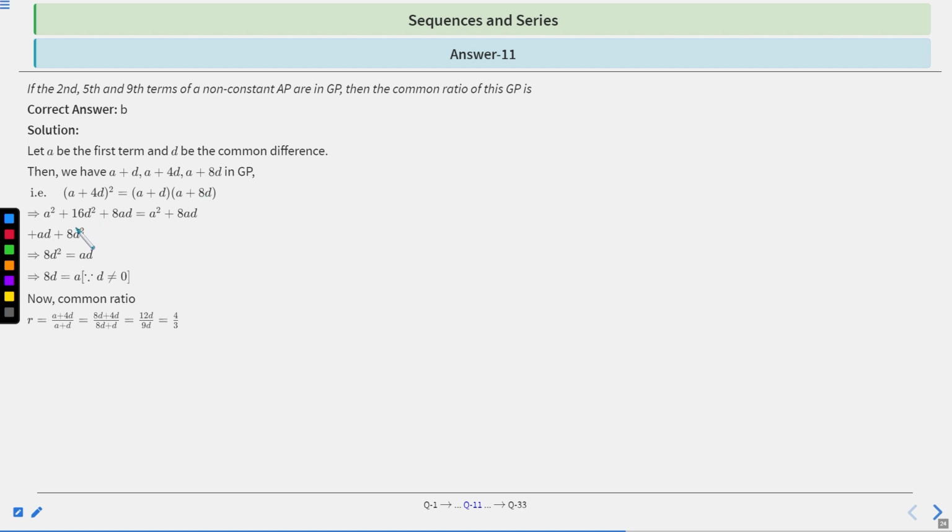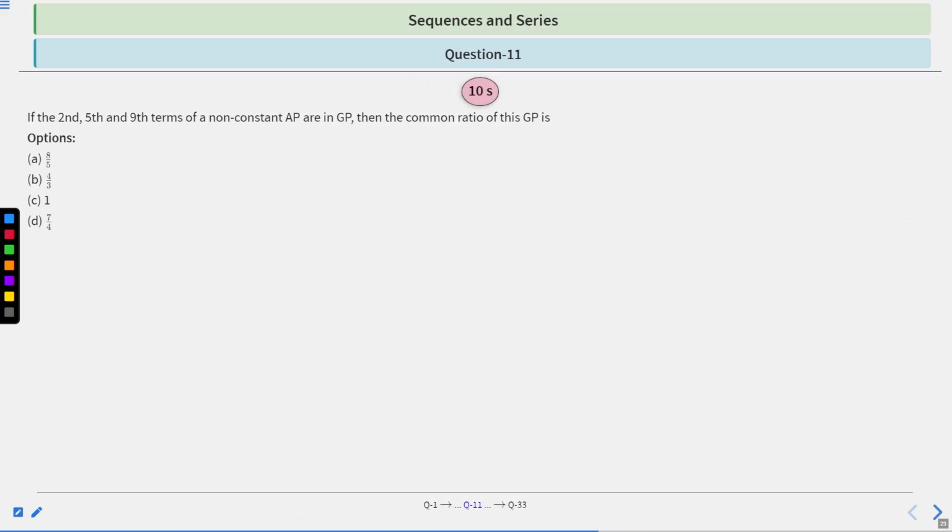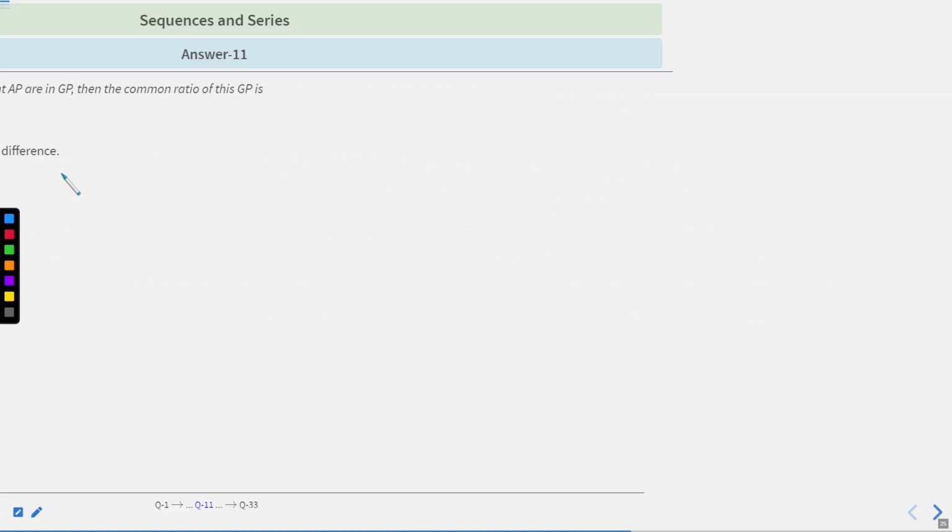So (A plus 4D) square is equal to (A plus D) into (A plus 8D). After solving, we get 8D square is equal to AD, and 8D is equal to A, since D is not equal to 0. Now the common ratio is (A plus 4D) upon (A plus D). Now A can be replaced as 8D. So (8D plus 4D) upon (8D plus D), so 12D upon 9D, which is 4 upon 3. So option B is the right choice. Let's move to the next question.